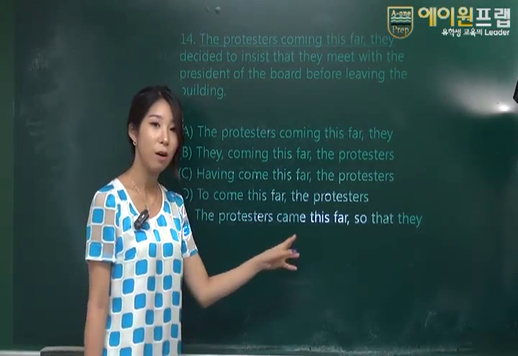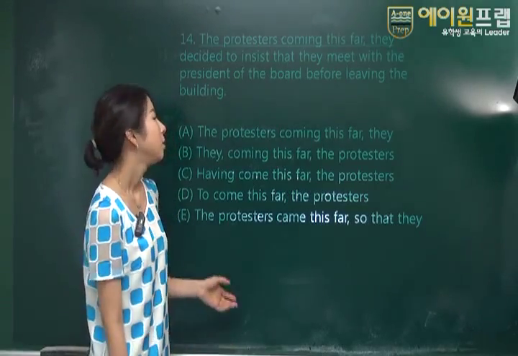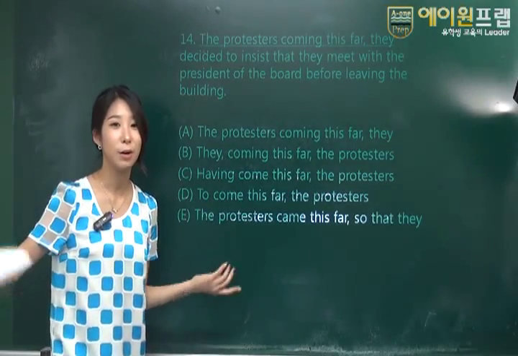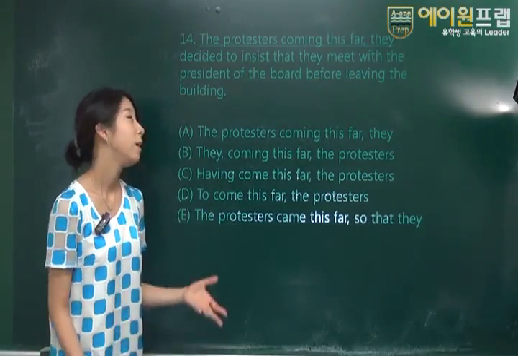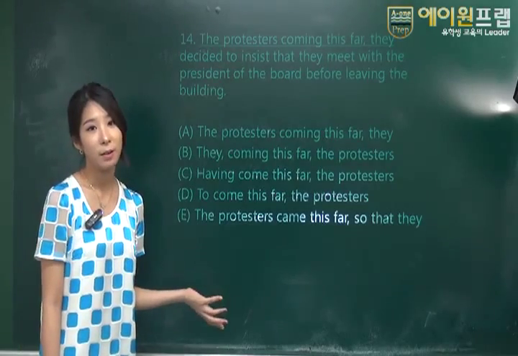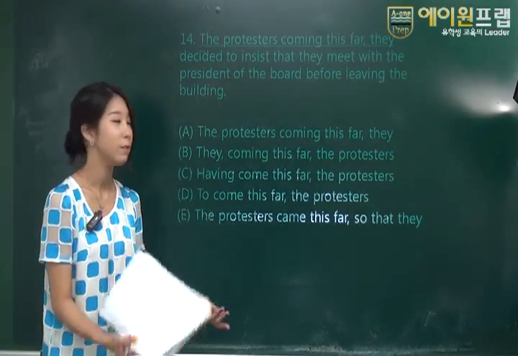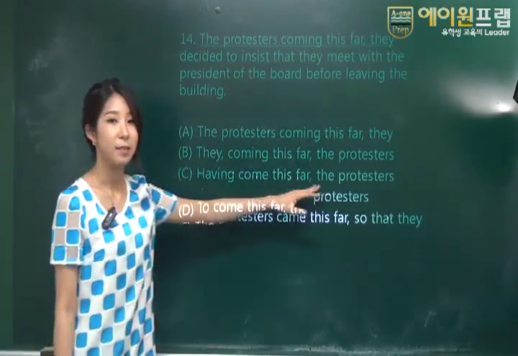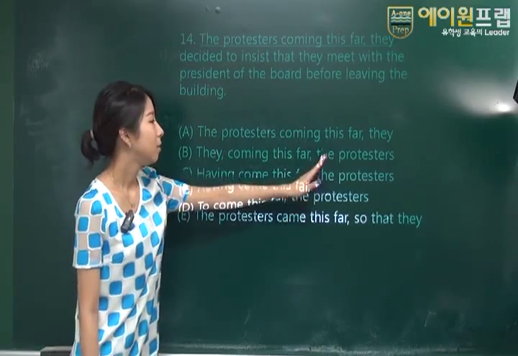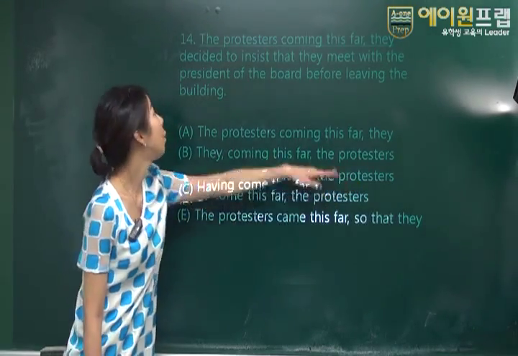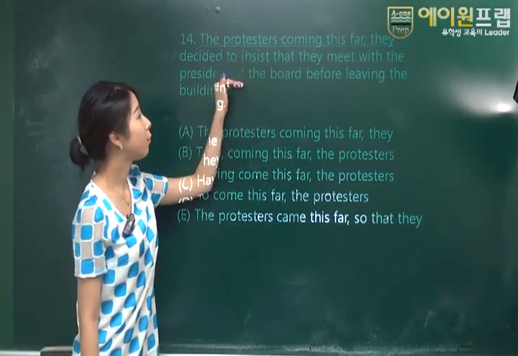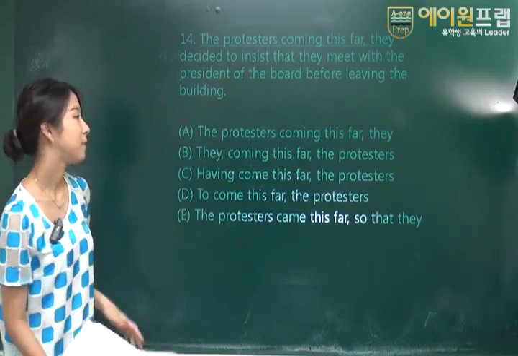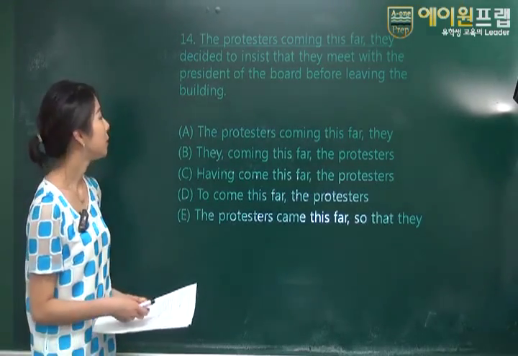And because the tense is wrong, the meaning is changed. So they came here from far away from their hometown, I don't know, they came here by plane, and then they can't just go home without any, maybe the protest was fruitless, so they have to see the president before they leave. So C is the only thing that makes sense. Having come this far, they already came, and the protesters can't go home. They decided to insist that they meet with the president before they leave the building, right? So this one, C, is the one that makes sense. Only one that makes sense. So C is the answer.